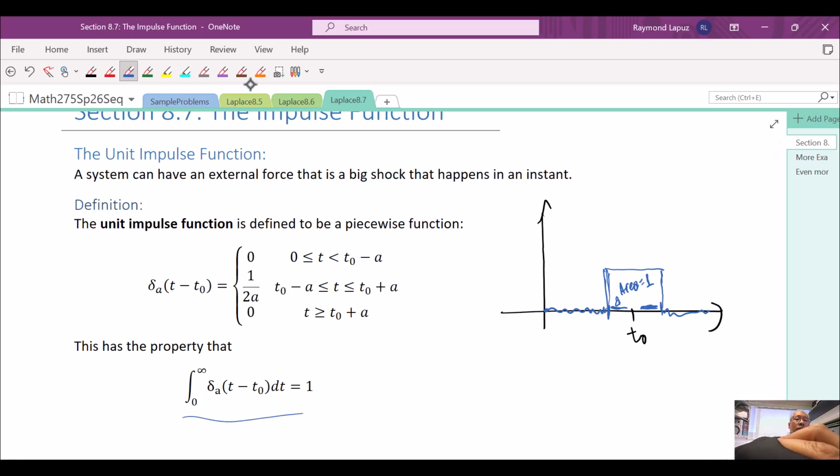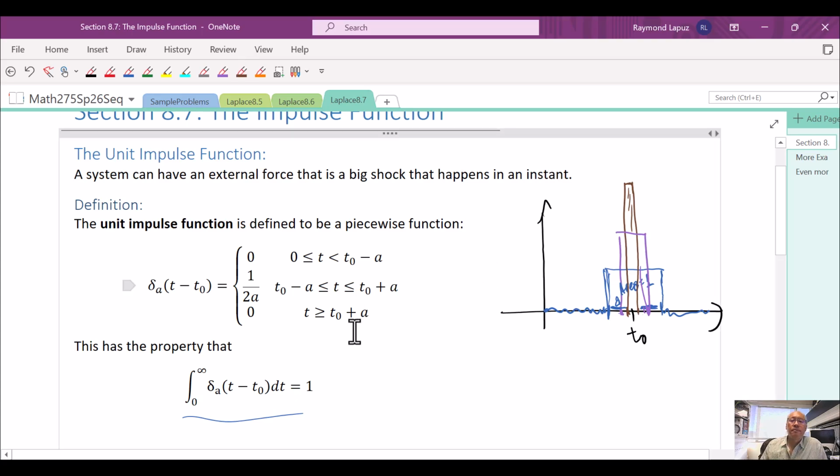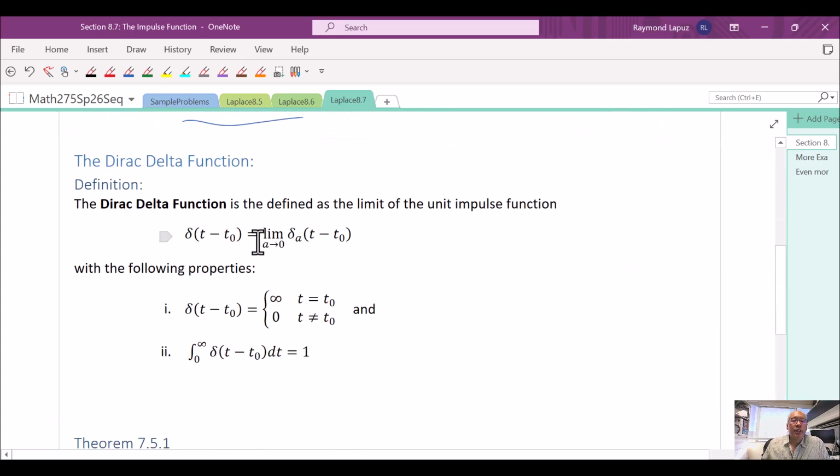So if your a changes, let's say your a gets a little bit smaller, then your height will have to go up a little bit higher, right? And then if a gets smaller still, your height will also get higher. The whole point here is that we want to keep the area under this rectangle equal to 1. So the smaller your base goes, the taller your height is going to go. Now, if we let our base eventually get smaller and smaller toward zero, then at that exact one point, you're going to have an infinite height.